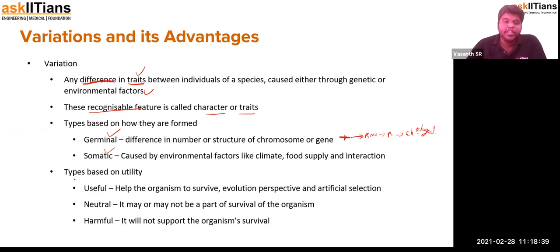The next part is somatic. Somatic, you know, soma means body. So it is not a change caused in the genetic material that is causing the change in the characteristics.